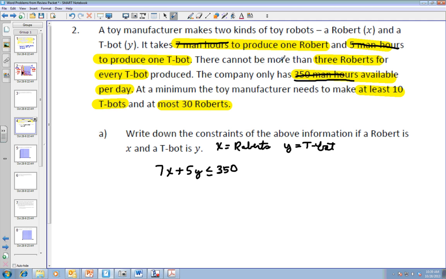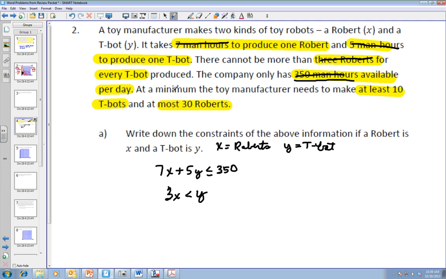Then it says there cannot be more than 3 Roberts for every T-Bot produced. So if I have 3 Roberts, that cannot be more than 1 T-Bot. So 3x has to be less than y. Okay, so I've used that.